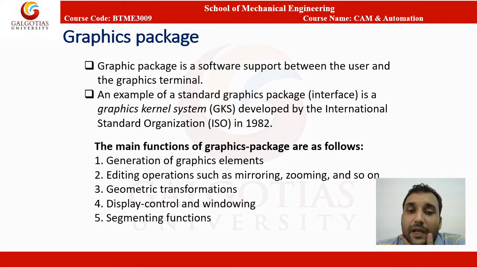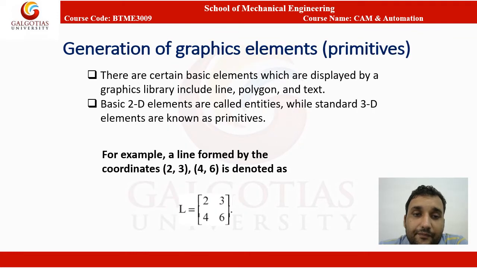So, the graphic package is the software support between the user and the graphic terminal. An example of a standard graphic package is the Graphical Kernel System, developed by the International Standards Organization in 1982. The main functions of a graphic package are generation of graphic elements, editing operations such as mirroring, zooming, and so on, graphic transformations, display control and windowing, and segmenting functions.